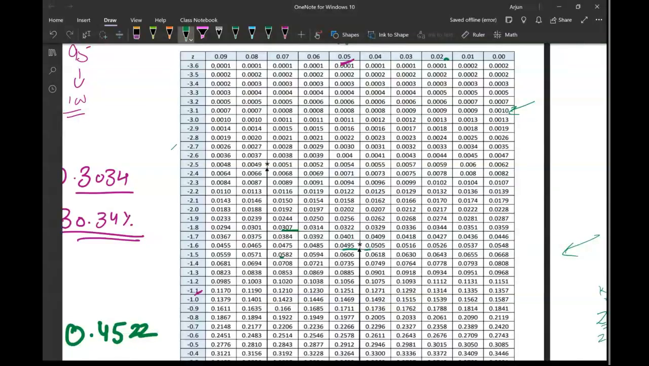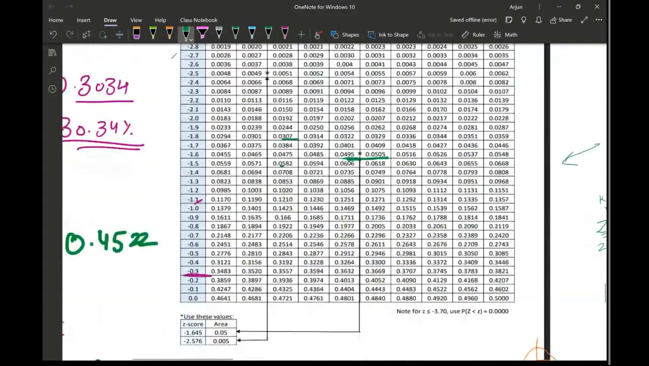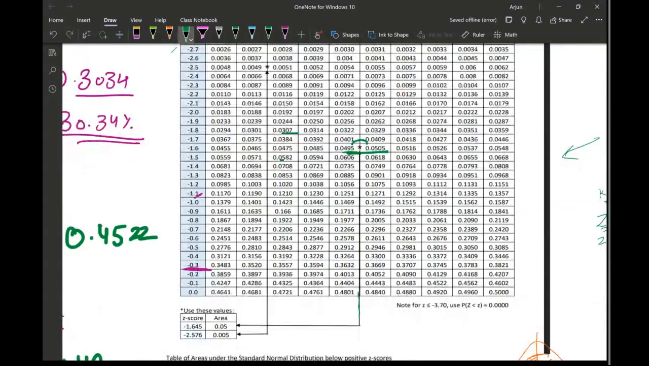0.05 is somewhere here, right in the middle. So this is a perfect example. This value 0.05 is exactly in the middle of these two values. So I'm going to go down here and look at this z-score table. I'm going to take it to 3 decimal places now.